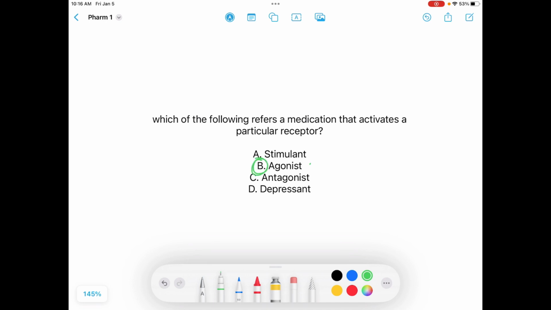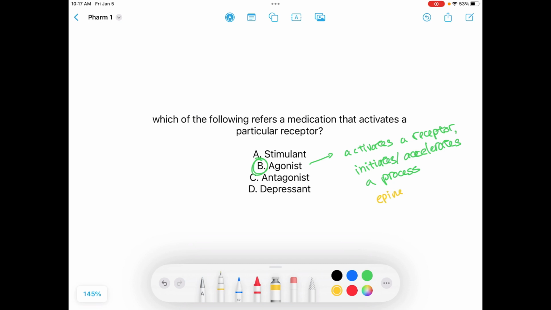So agonist refers to something that activates a receptor, so it binds to it, it initiates that process or accelerates a process. I can spell, I swear. Accelerates a process. So a good example of this would be something like epinephrine.